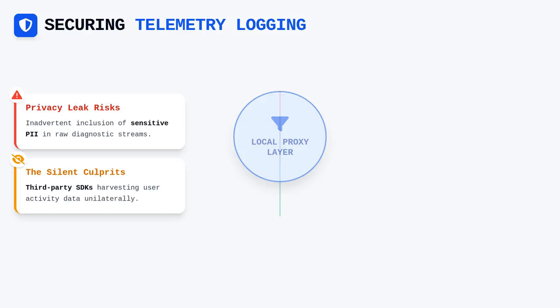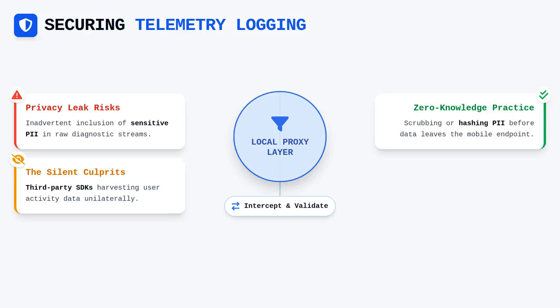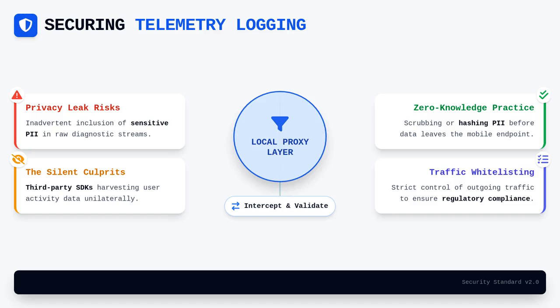Implementing a local proxy layer can help you intercept and validate all background data transmissions before they reach your network edge. This practice enables you to maintain a strict whitelist of outgoing traffic, ensuring that third-party SDKs, which are often the silent culprits of excessive data harvesting, do not unilaterally transmit user activity data behind your back. Rigorous validation of these dependencies is not optional when you operate in a high-privacy regulatory environment.